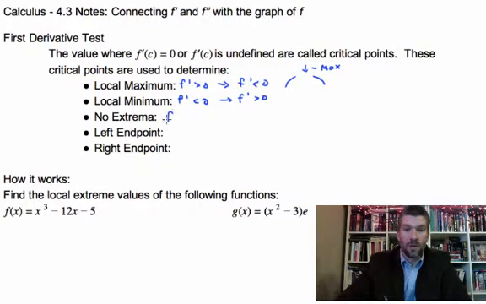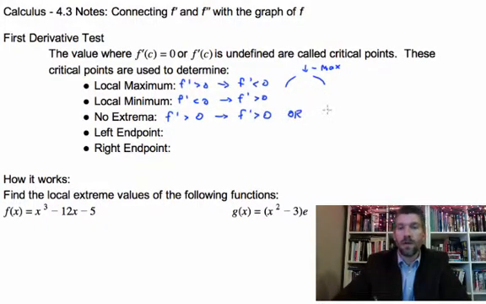Maybe your derivative goes from greater than 0 at a specific point, and then it's greater than 0 again. Or you could be trucking along and your derivative is less than 0, and then it's less than 0 again. If something like this happens, then you don't have any extremum at all.